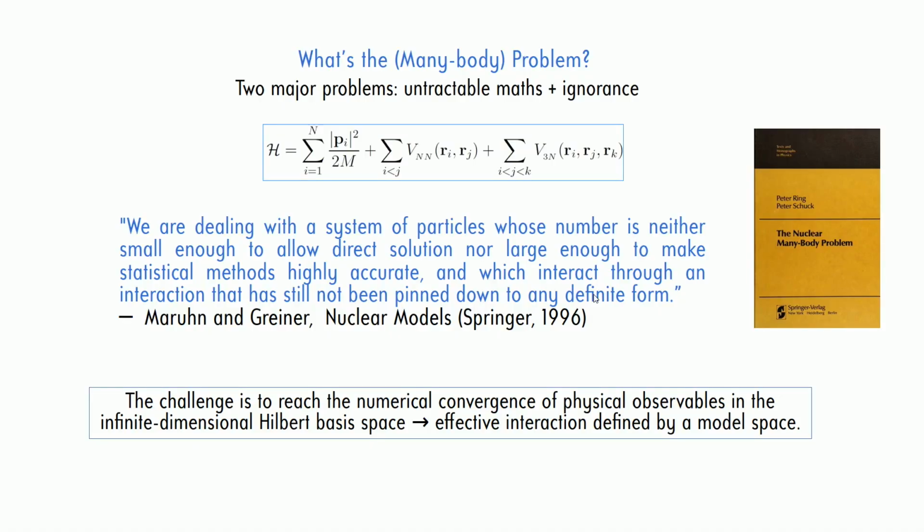So obviously, as I asked just right now, we have this binomial problem, and the size of the model space is exponential as you go above neon 20, for instance, 10 to the 24. You want to solve the Schrodinger equation exactly. And the challenge is to reach the numerical convergence of physical observables in the Hilbert space. And for that, we need an effective interaction defined by a model space.